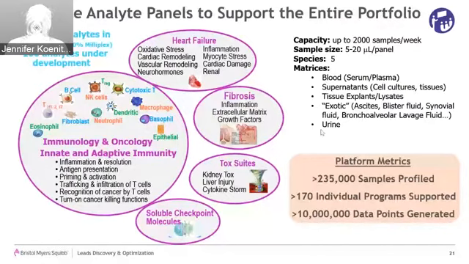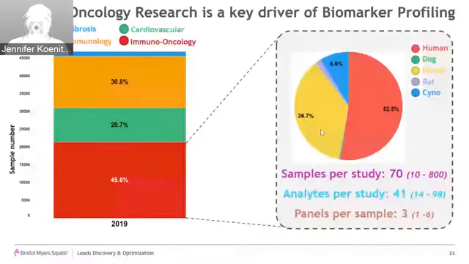Now I want to switch gears a little bit and focus specifically on our immuno-oncology support. Of the roughly 47,000 samples that we handled last year, almost half of them, shown in red, came from immuno-oncology. As you can see in the breakdown on the right, the majority of the samples are from human origin, followed by mouse and cyno. On average, each individual study that we run has about 70 samples, but the range can be very wide, from as few as 10 samples to as many as 800 samples in a particular study.